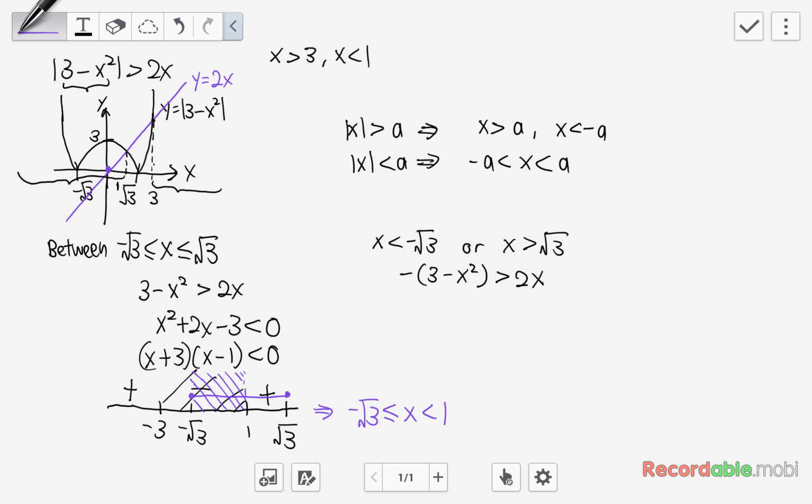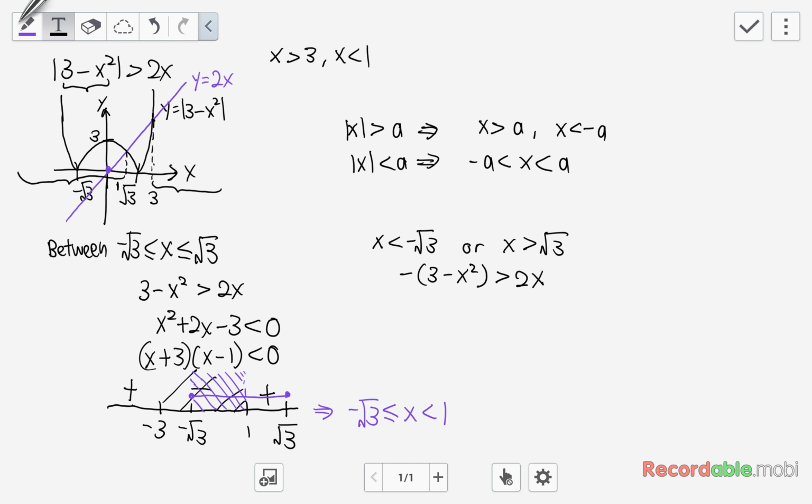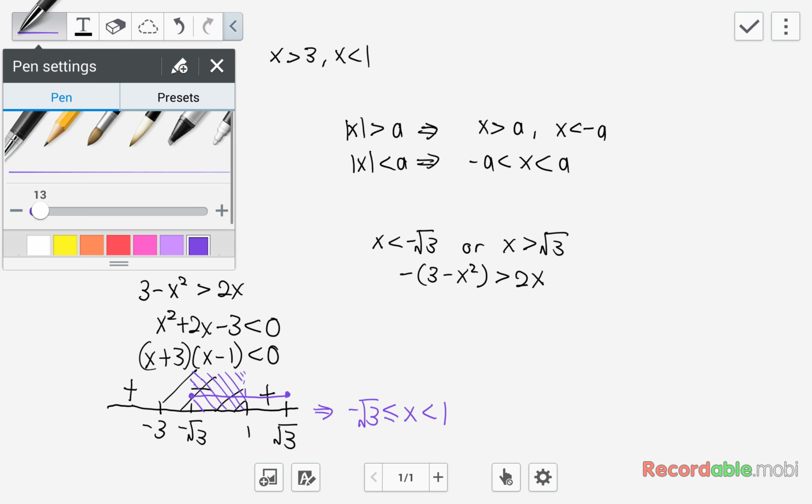Right, so how about for this part? Now we are looking at x smaller than minus root 3, that means this area of the graph, and x greater than root 3, so this part of the graph. Now, okay, so we solve for this equation first.